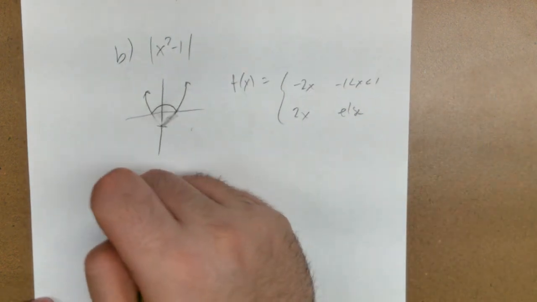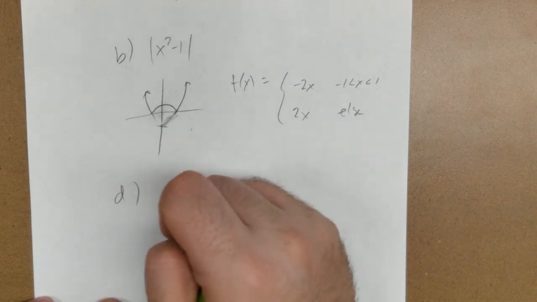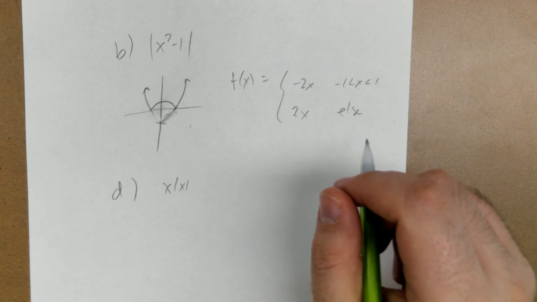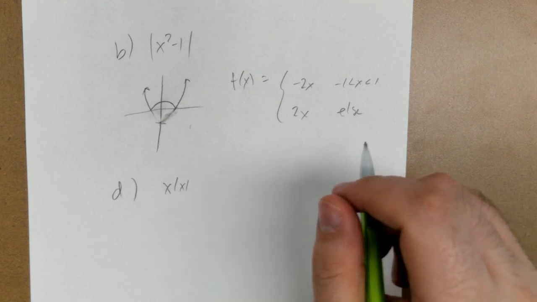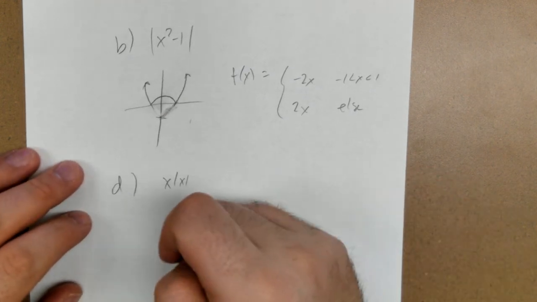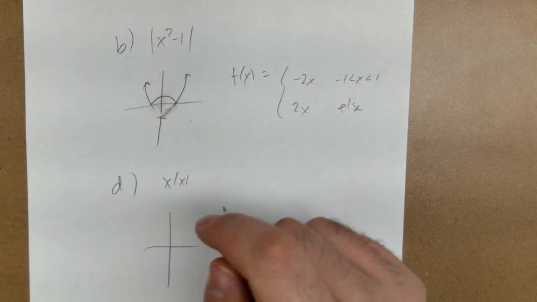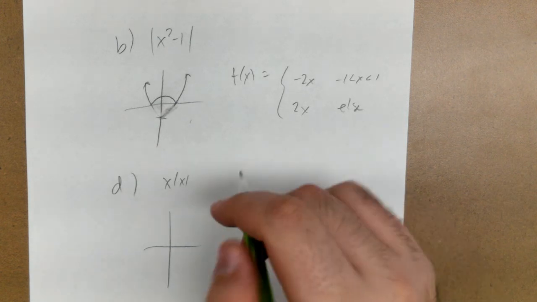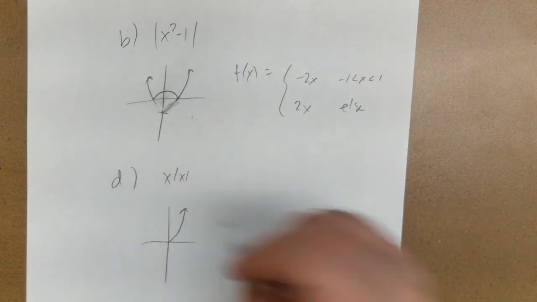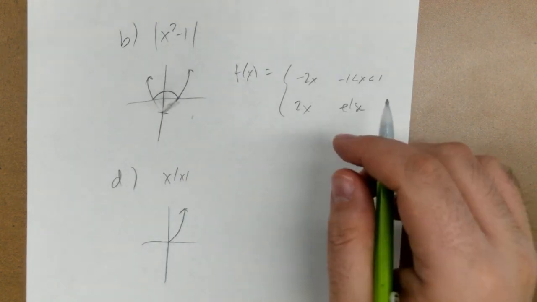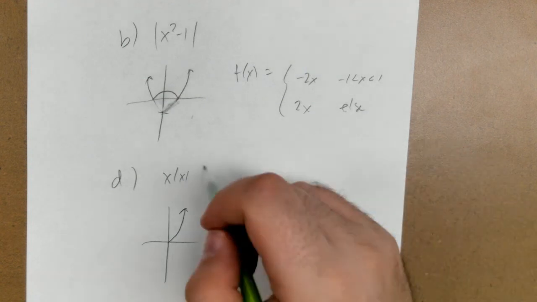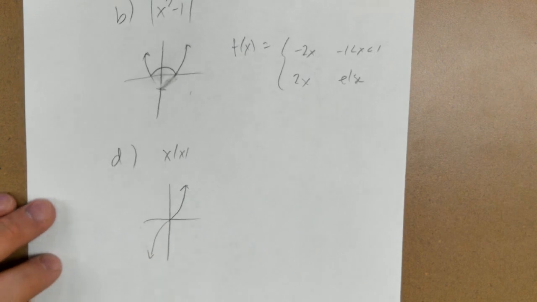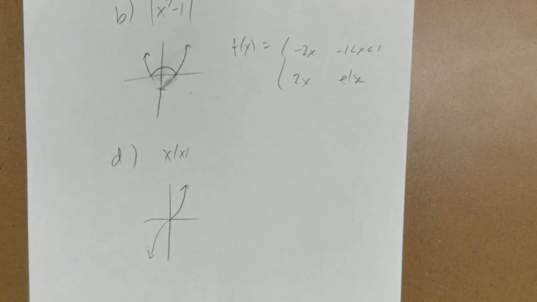And then the last one, D, is x times absolute value of x, which is interesting to think about. So this is x squared-ish. So let's think about what this would look like. When x is positive, that's just x squared, right? When x is negative, only one of these is negative, so it actually kind of goes down like this, right? So it looks like x squared trying to be x cubed.